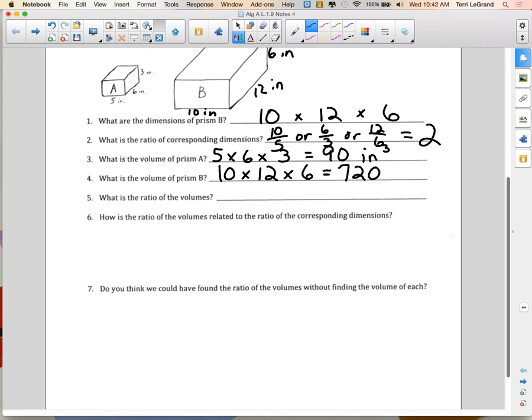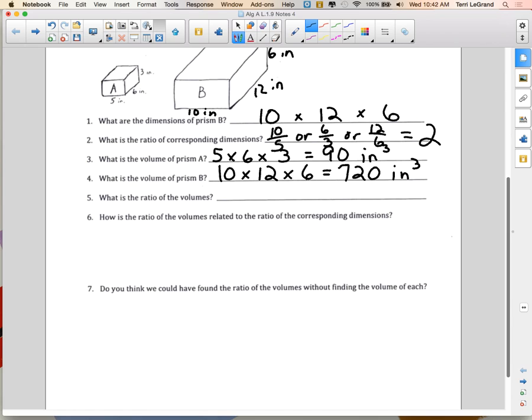And what would its label be? Inches cubed. Okay. Boy, did it get a lot bigger, huh? Went from 90 inches cubed to 720 inches cubed.